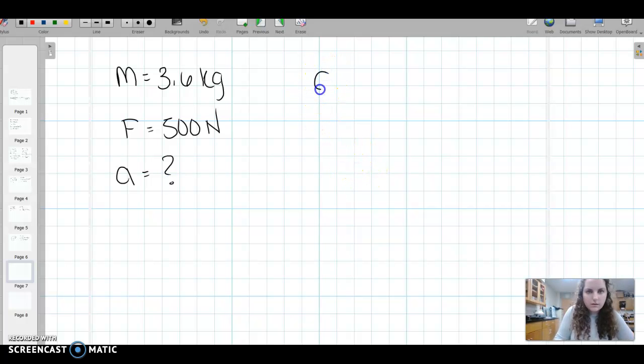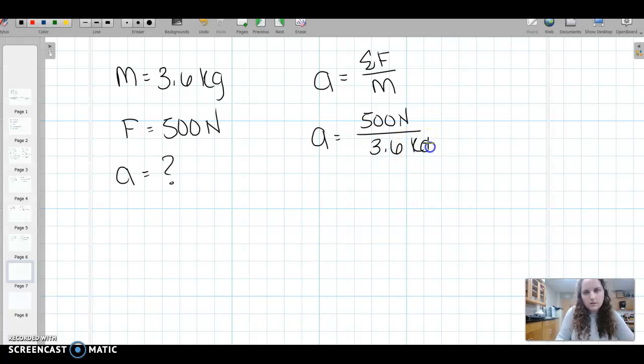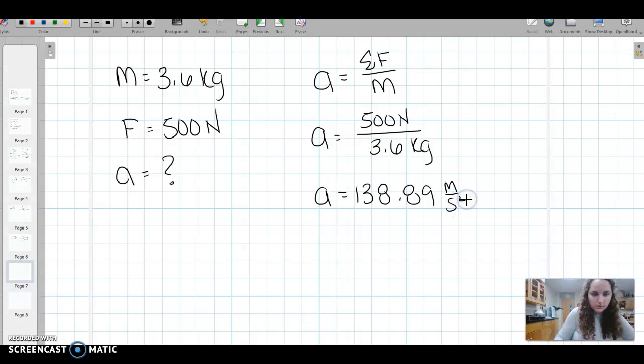So we take a is equal to the sum of the forces all over your mass. Again, the sum of the forces in this case is just the force exerted on that pumpkin. So breaking out the calculator again, we take 500 divided by 3.6 and we get 138.89 meters per second squared.